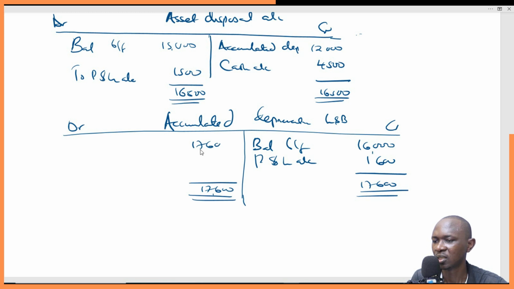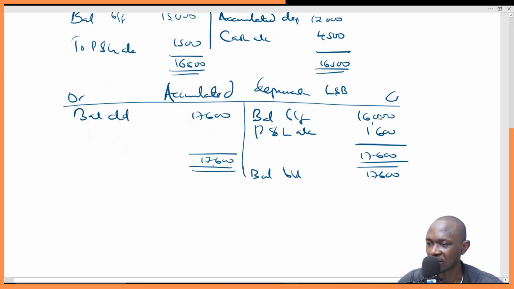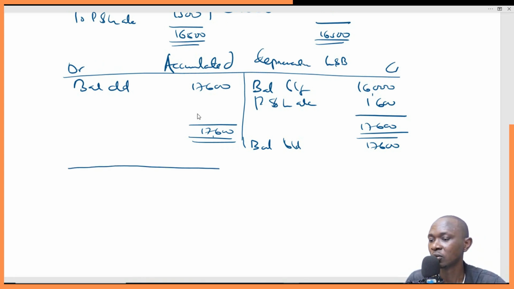Then 17,600 becomes our balance carried down. So balance brought down will be 17,600. This 17,600 is what will start the following financial period. But for now, we started with this, and this is the depreciation for this year. So total when we are closing the year, we have 17,600, and that's the same trend for all the rest.